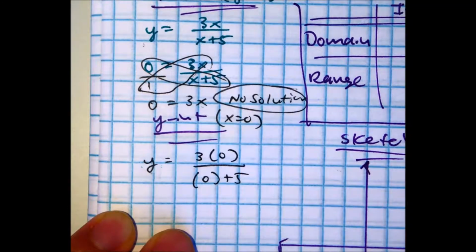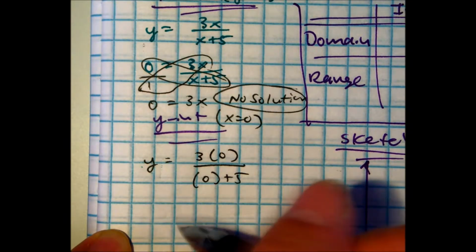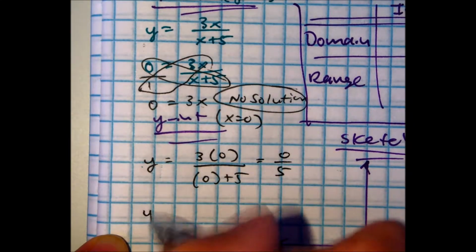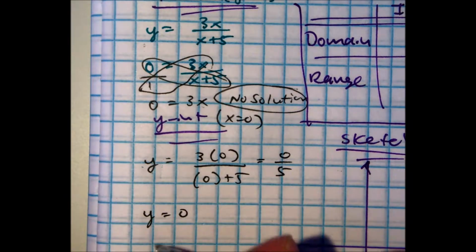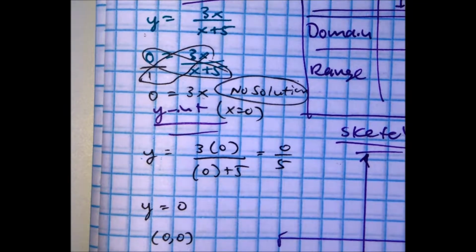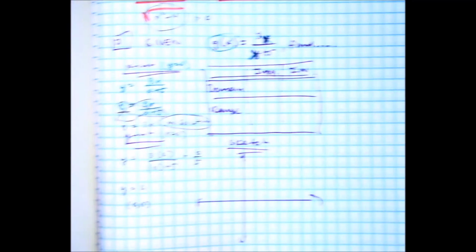And class, that just becomes what? And 0 over 5 is? Huh? 0. The y-intercept is (0, 0). Raise your hand if you got that. Good job.